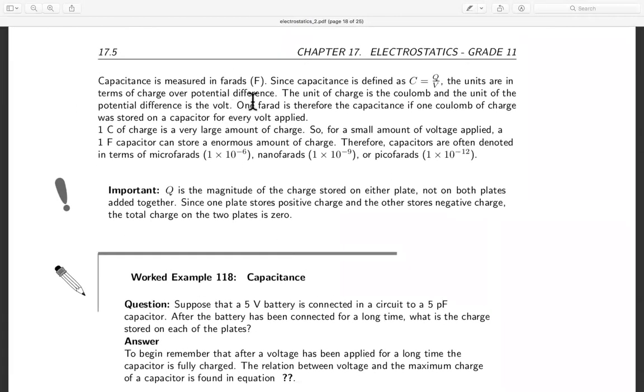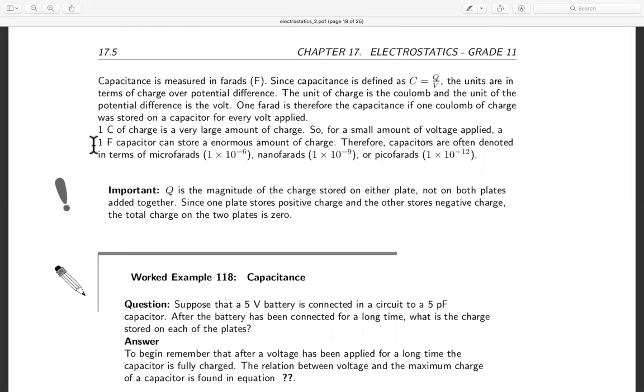Now, capacitance is measured in farad. Since capacitance is defined as C equals Q over V, the unit is in terms of charge and potential difference. The unit of charge is the coulomb, and the unit of potential difference is the volt. One farad is therefore the capacitance if 1 coulomb of charge is stored on the capacitor for every volt applied. It means 1 farad equals 1 coulomb over 1 volt.